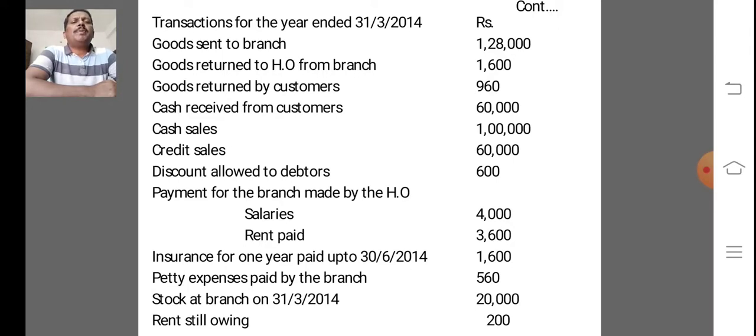Insurance for 1 year paid up to 30th 6 2014 1,600. Petty expenses paid by the branch 560. Stock at branch on 31/3/2014 rupees 20,000. Rent still owing or due rupees 200.